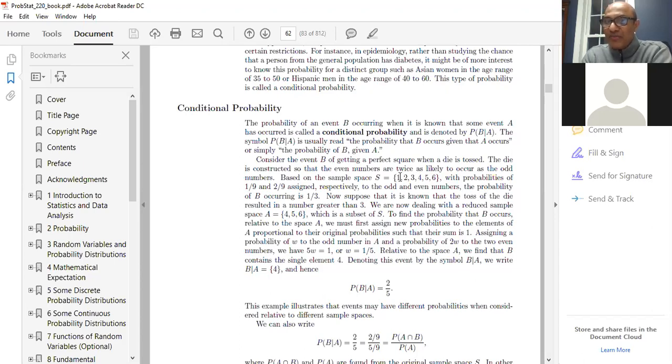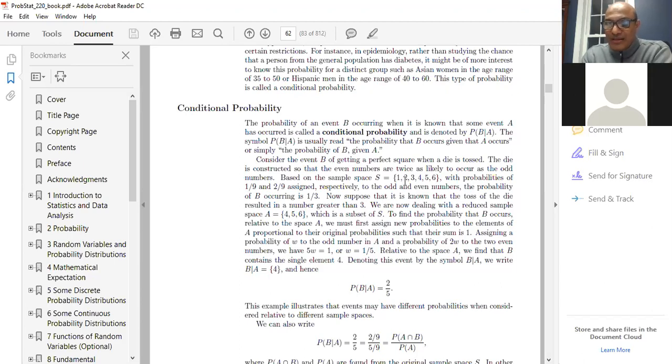That means the probability of getting 1 is 1 by 9. Probability of getting 2 is an even number, so it is 2 by 9. Probability of getting 3 is nothing but 3 is an odd number, so again it is 1 by 9. Probability of 4 is an even number, so it is 2 by 9. 5 is an odd number, so the probability of 5 is again 1 by 9. 6 is an even number, so the probability of 6 is 2 by 9.